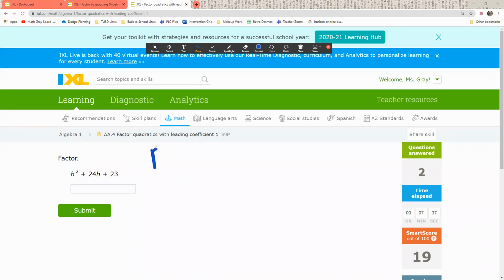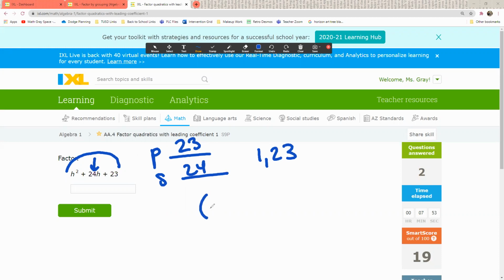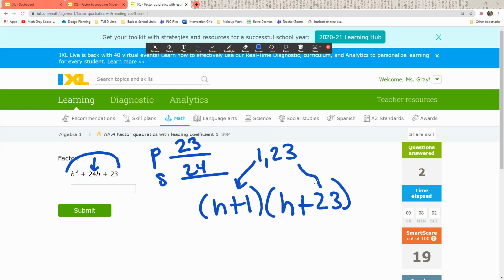So for this one, my product is 1 times 23, so 23, and my sum is 24. So just like last time, two numbers that multiply to be 23 and add to be 24 because it's prime. So I'm going to get h plus 1 and h plus 23. So this number fills in, this number fills in that. And then it's h because it's h squared.